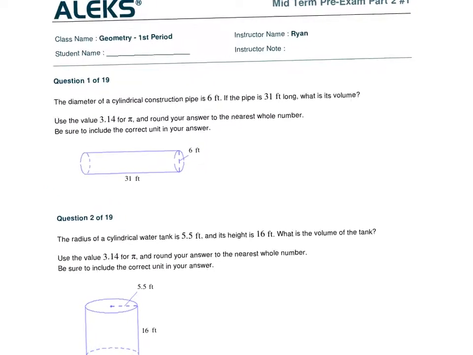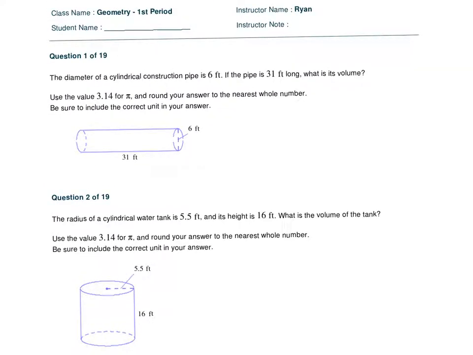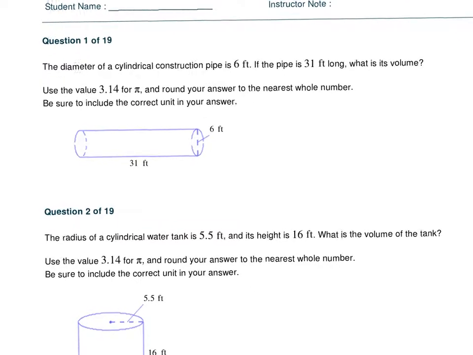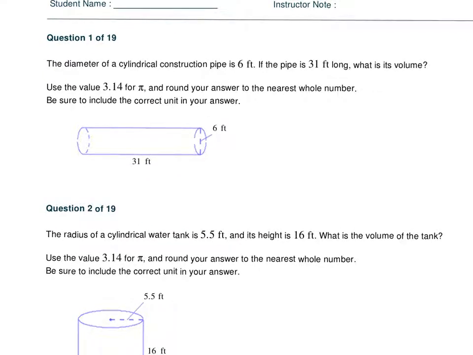So we're looking at part 2 of the final exam review. And question 1 here gives us a cylinder. It says it has a diameter of 6 feet and it is 31 feet long, and it wants us to find the volume. Again, it gives us the note to use 3.14 for pi, and then round our answer to the nearest whole number.